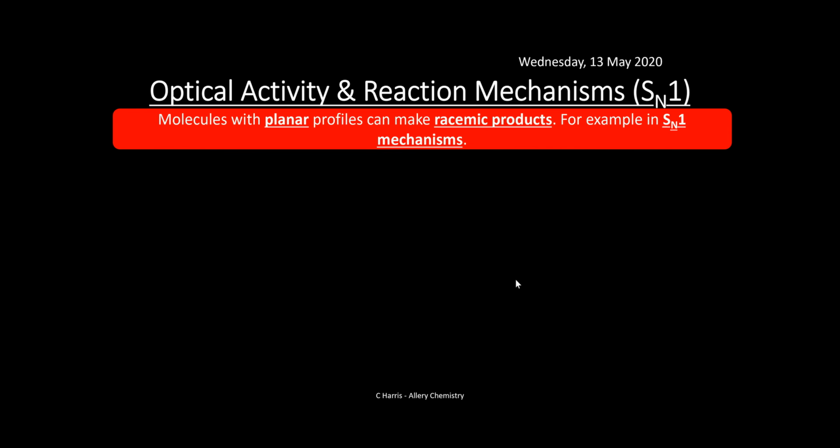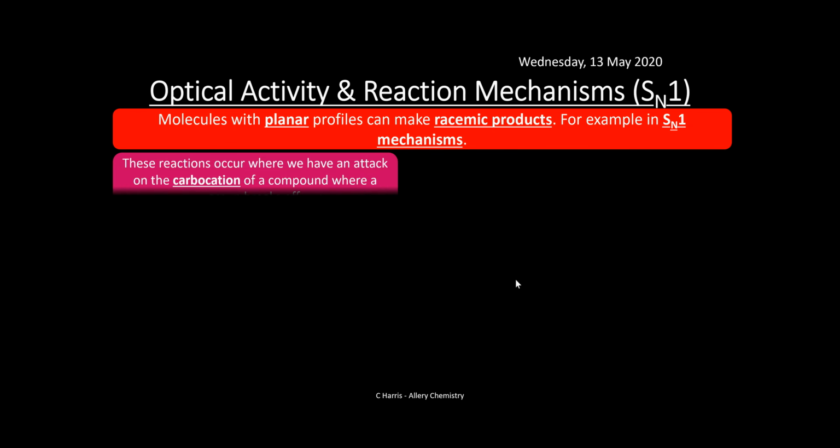Okay, so optical activity and reaction mechanisms, SN1. Now you will have seen SN1, SN2 reactions already, probably in the kinetics topic when you did multi-step reactions. So you would have seen an introduction to that, so you know a little bit about that already, or you should do anyway. Molecules with planar profiles can make racemic products, for example in SN1 mechanisms. Remember, planar means something that's flat, so it doesn't have much 3-dimension. It's a flat molecule.